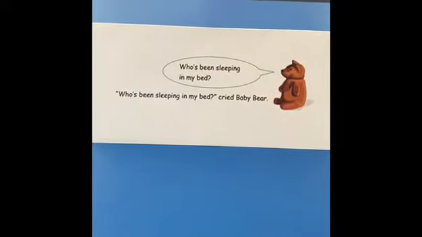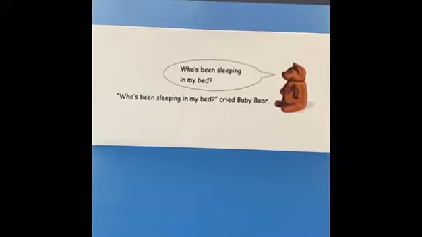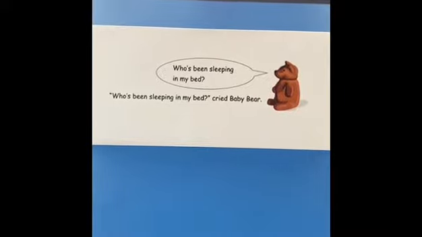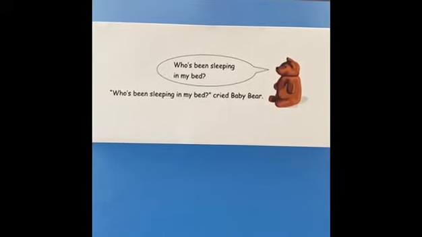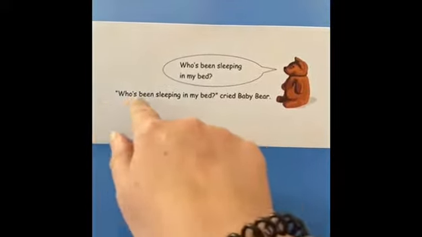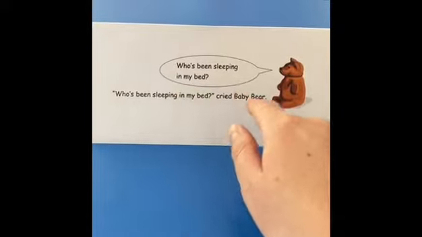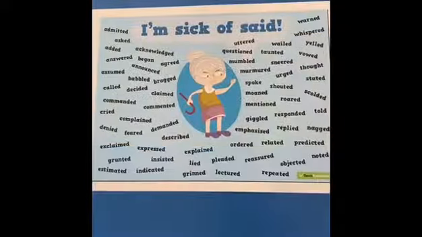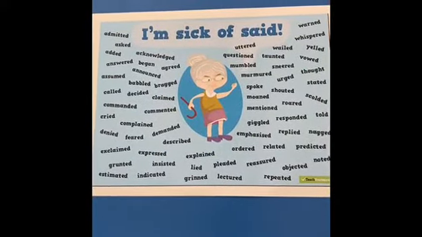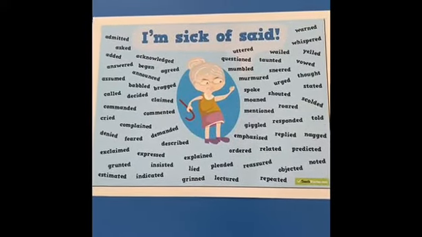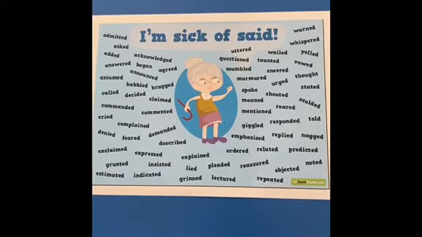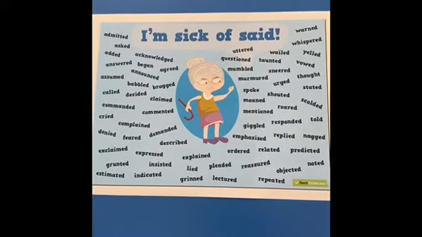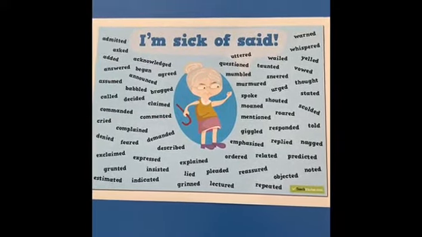Now speech marks are helpful for two reasons. They tell us that someone is talking, someone is speaking, but they also help us with our reading and our expression. So now I can read that sentence a little bit differently and I might read it as, "Who's been sleeping in my bed?" cried baby bear. And cried is a little bit more interesting than the word said. It's really important after you've written speech to indicate who has spoken. Now, like I said, the word said is a little bit boring, so I've got lots of different words here that I can use.